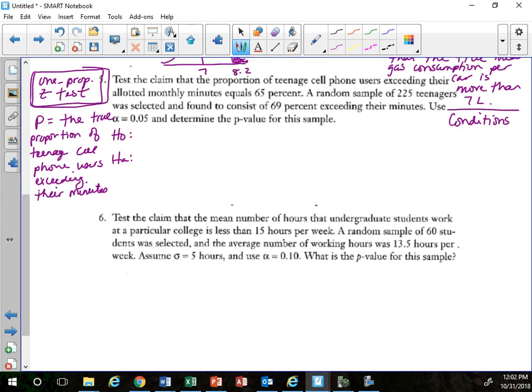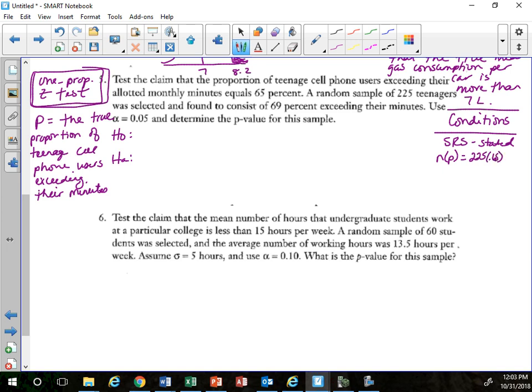All right, anybody questions on the P? Okay. Conditions. What are we going to check for conditions here? SRS is stated. All right, proportions. What do we check? So N times P is what? 225 times 0.65.